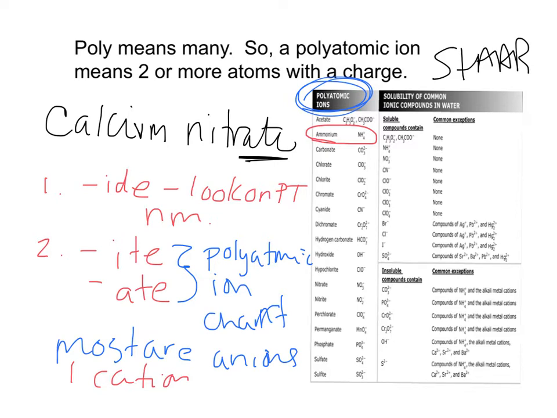Now, if you look, there's a couple of exceptions. There's cyanide in here. It does end in IDE, but there's nothing on your periodic table that's cyanide. There's no element cyanide. But most of the rest of the ions on this chart are all going to end in ites or ates.